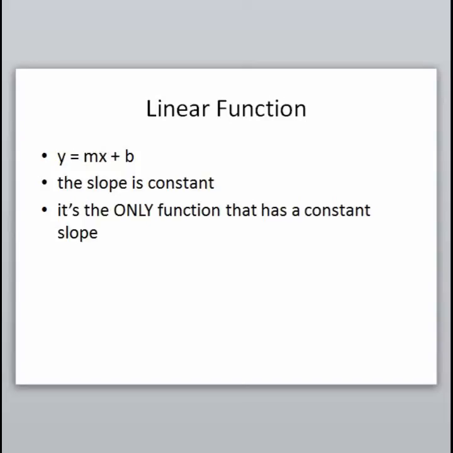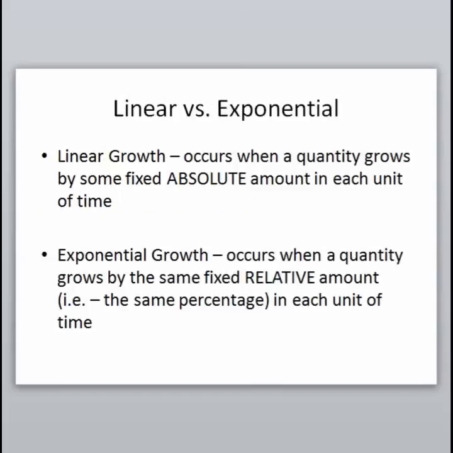And what makes a linear function really special is that it's the only function in all the world, in all of math, that has a constant slope. So a linear function goes up or down by the same amount every single time. It has a constant slope, and that's what makes it special. When we're talking about growth, we say that some situation has linear growth if it's changing by the same fixed amount every single time. So if it's going up by $10 every time, or if it's going down by 100 people with each unit of time, whatever it is, it's changing by the same fixed amount.